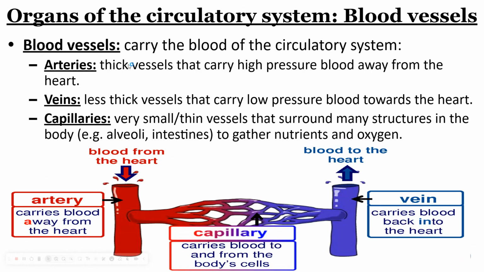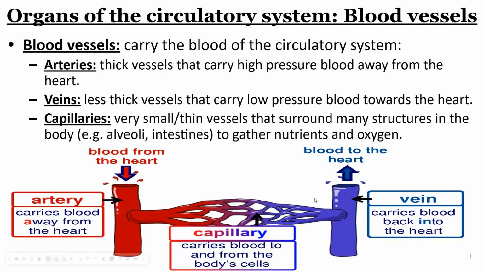Then we have the blood vessels. The blood vessels carry the blood in the circulatory system. There's three main types of blood vessels: arteries, veins, and capillaries. The arteries are usually the thicker blood vessels, and they contain higher pressure blood. So high pressure blood. The veins are less thick, and they carry low pressure blood.